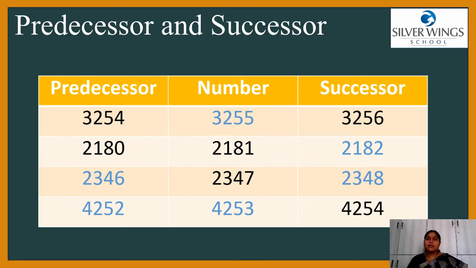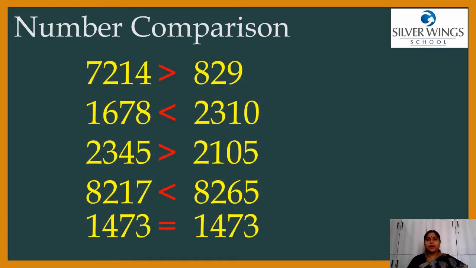Now see here, 2346 is the predecessor, 2348 is the successor. Then what is the number? 2347 is the number. Okay, here see 4252 is the predecessor and 4253 is the number. Then what is the successor of that number? The number here is 4253. What is the successor? 4254. This is about predecessor and successor. Once again I will say, predecessor means just before number. Successor means just after number.